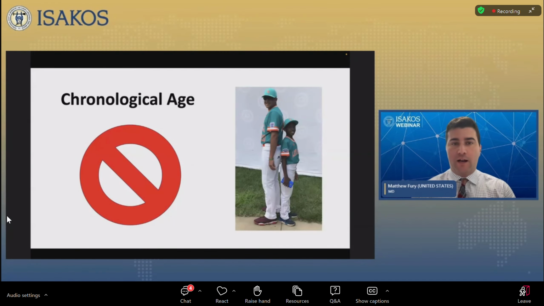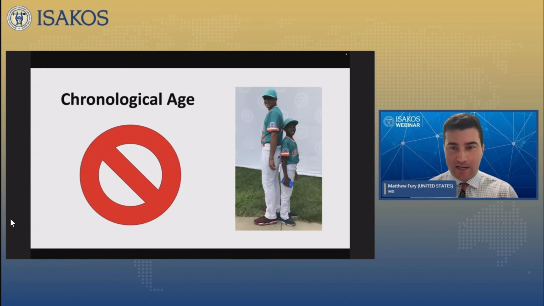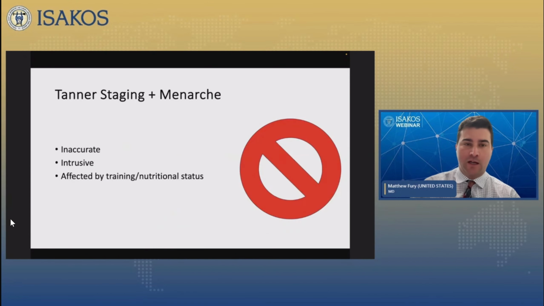So chronological age, which was cited in essentially every study in our systematic review, I would offer has really little use in your treatment algorithm, because as you can see here in these pictures on the right side, these are two players in the Little League World Series in the United States, both 12 years old, and you can see not all 12-year-olds are simply the same.